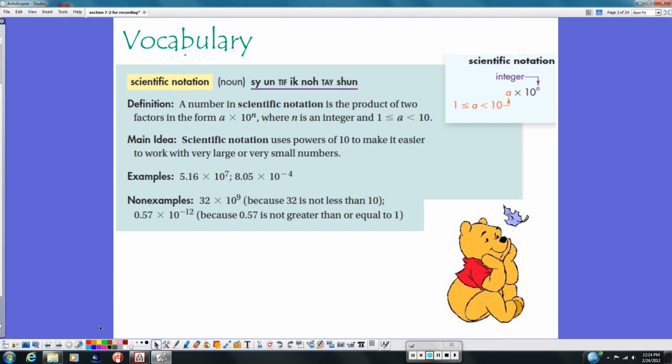You'll notice in the examples here that 5.16 times 10 to the 7th and 8.05 times 10 to the -4th are written in scientific notation. The non-examples: 32 times 10 to the 9th is not written in scientific notation because the first number here is bigger than 10. The second number here, 0.57 times 10 to the -12, is not in scientific notation because it is less than 1. And by our definition, our first number has to be in between 1 and 10.